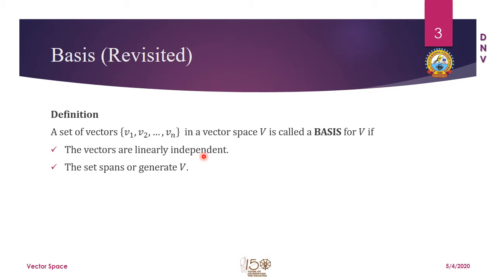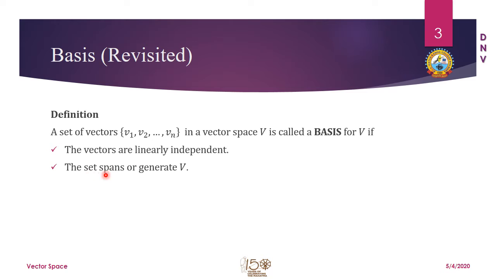Let us have the definition of basis revisited. A set of vectors v1 to vn in a vector space V is called a basis for V if all the vectors v1 to vn are linearly independent, meaning there is no combination of these vectors with the help of some real numbers belonging to the field which can give us the zero vector. So the only possibility is that the coefficients of these vectors will always be 0. Then only we can say that the vectors are linearly independent.